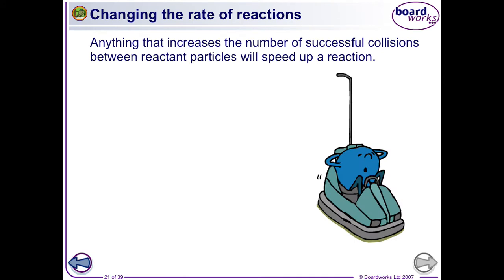So, anything that increases the number of successful collisions between a reactant will speed up the reaction. So if you're trying to get these particles to bump into one another, like bumping cars, you're trying to get them to bump into one another to create a reaction so that you can have a final product. If you increase the amount of times they bump into one another, you increase the reaction, which then will produce the product. So what factors affect the rate of collision, the rate of reaction?